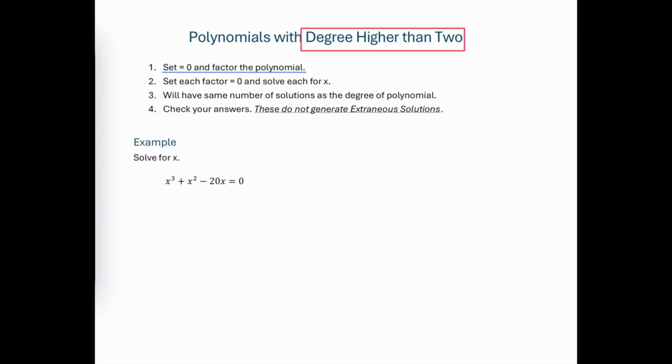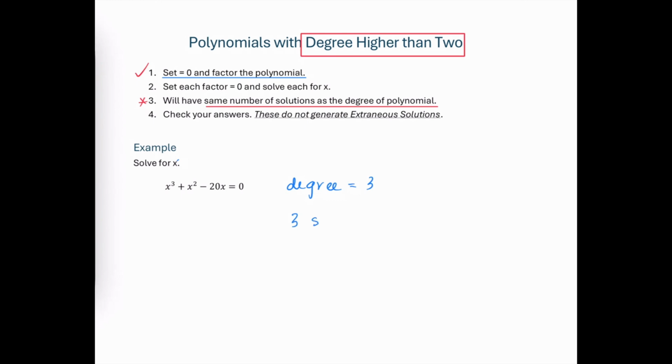And again, our strategy is going to be to set it equal to 0 and factor. Two important characteristics of a polynomial equation is that they will have the same number of solutions as the degree of the polynomial. So in this case, since the degree of the polynomial is 3, we're expecting to find 3 solutions to the equation. Another characteristic is that polynomials do not generate extraneous solutions. So we'll have 3 solutions to the equation, and all of them should work.